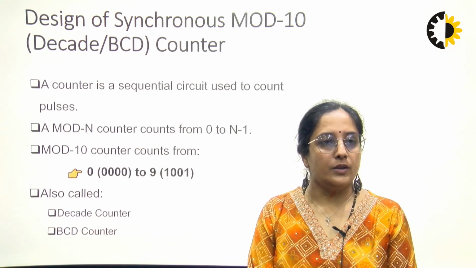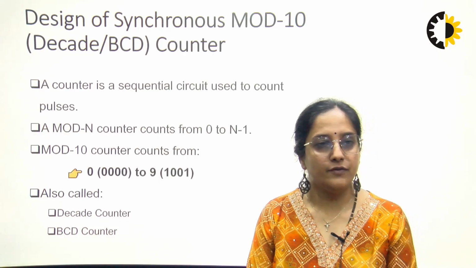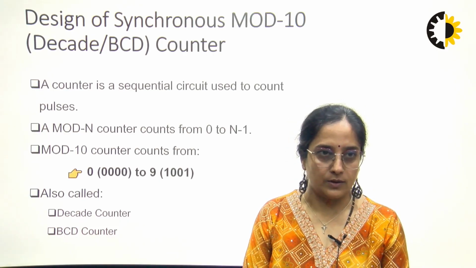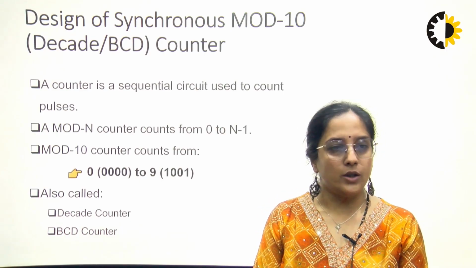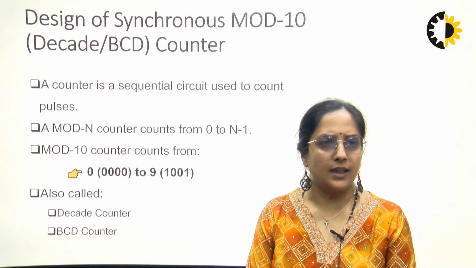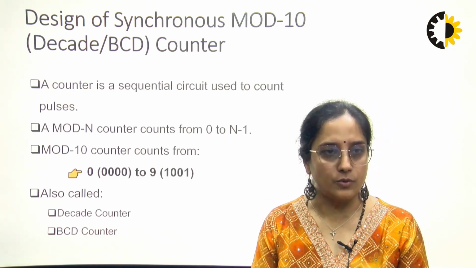So we are going to discuss here the design of a synchronous counter, and here I have taken the example of a mod 10 counter. The mod 10 counter is nothing but a decade counter or a BCD counter, or we can say a binary coded decimal counter.